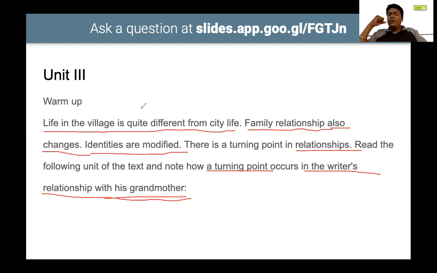So that is why, if we look into it, village areas or rural areas are not developed, but life there is peaceful. Whereas if we talk about city life, what do we find in city life?